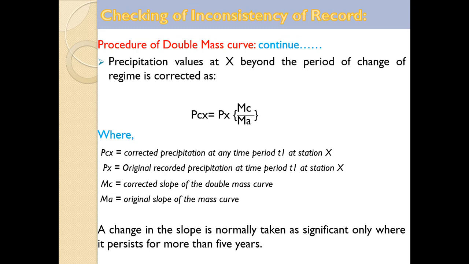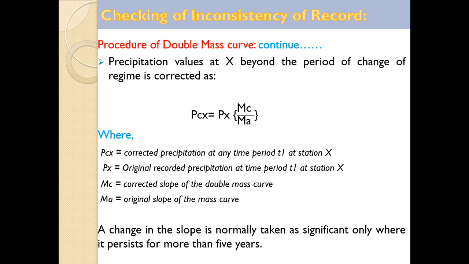A change in the slope is normally taken as significant only where it persists for more than 5 years. So beyond this point there should be a minimum of 5 records. 5 records should be there. Then we can have this sort of calculation with the help of the double mass curve.